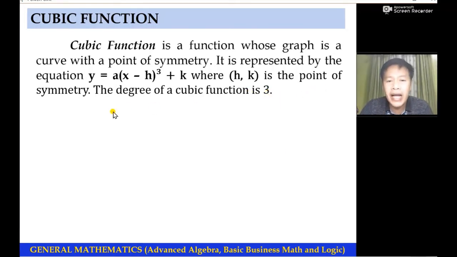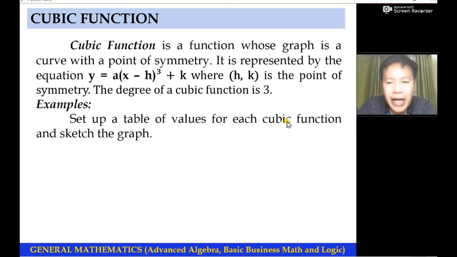The degree of a cubic function is 3. When we say degree of a function, it refers to the highest exponent of x. Therefore, the highest exponent of x is 3, then our degree is 3. Because if we are talking about function, we are always ensuring that the exponent of y is always 1. That is why, in looking for the degree of a function, we are always referring to the highest exponent of x.